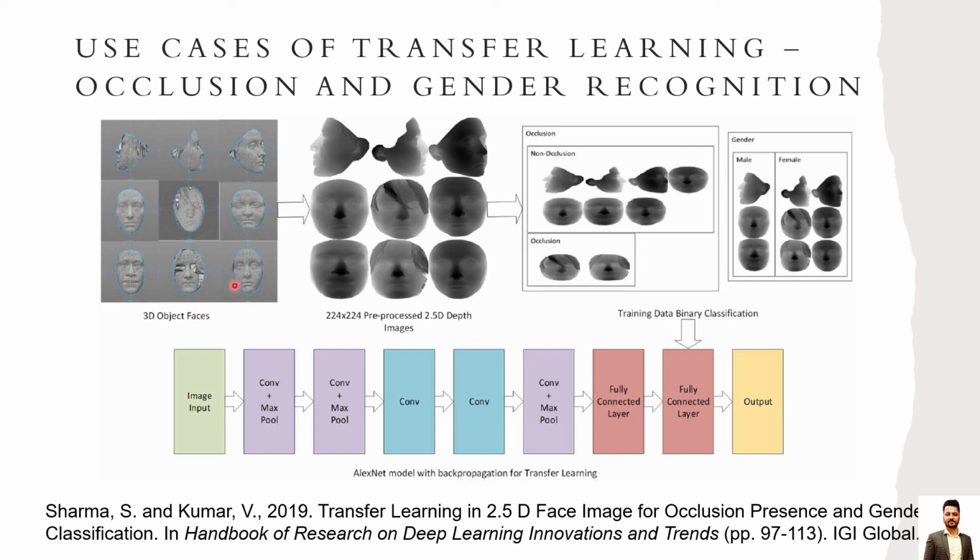What I did was use the 3D images and convert them into 2.5D depth images, in a way that the front of the face was darker, and as we go back on the face the image gets lighter. So it is moving from dark pixel values to light pixel values. This is how a depth image can be defined. One version of the dataset was converted into occlusion and non-occlusion images, and the second dataset that I converted was male versus female.